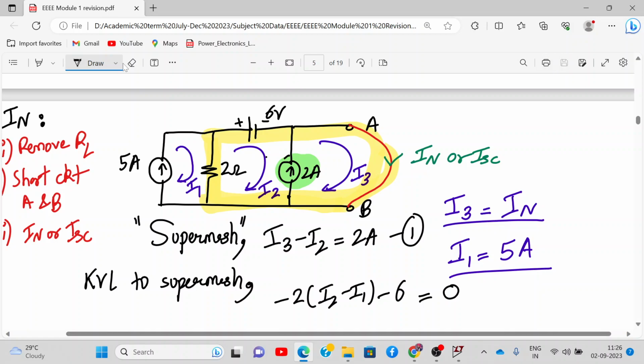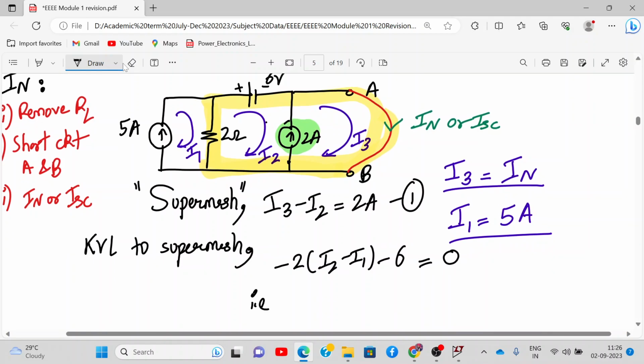How have we written this? See, we have to apply KVL around the loop now, because here we cannot apply KVL in loop 1 and 2. So this yellow color portion is my new loop now. So in this new loop, we write minus 2 (I2 minus I1), minus 6, and here we have nothing. So equal to 0. To rearrange this, you have 2 I1 minus 2 I2 is equal to 6.